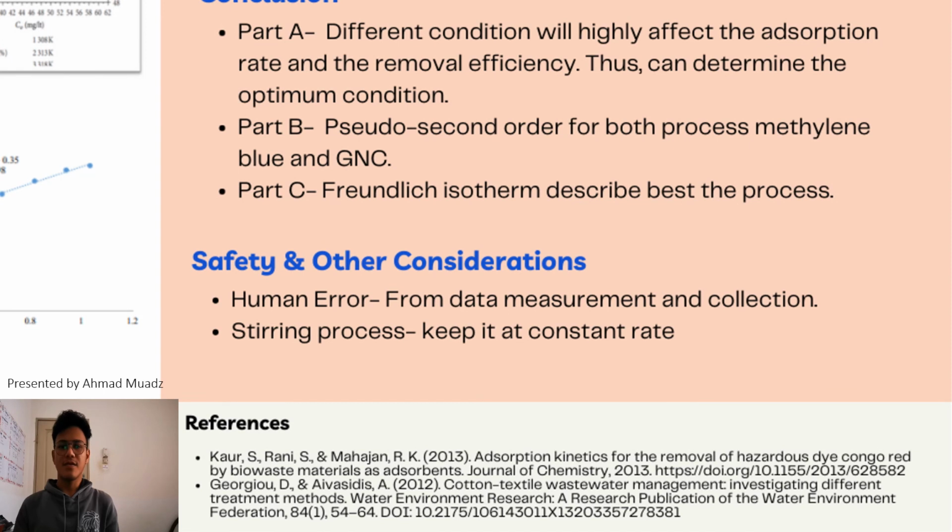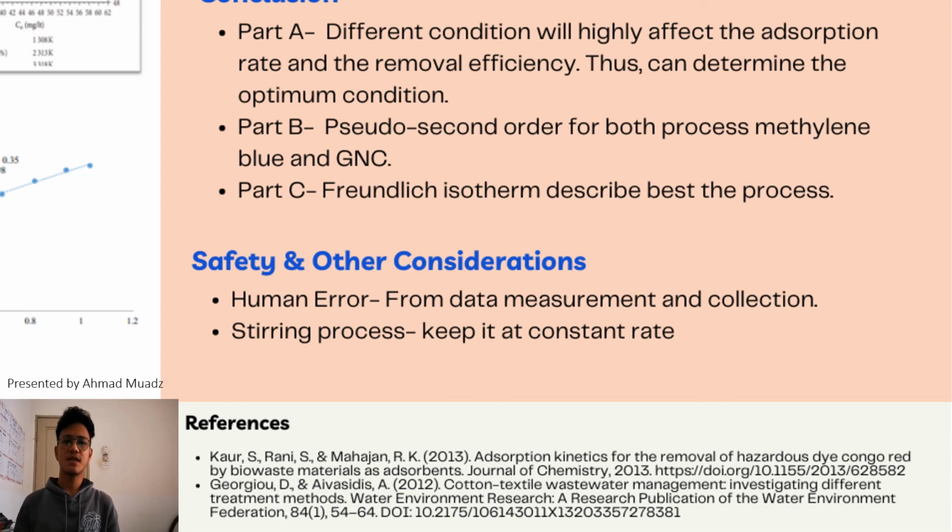As a conclusion, we are distributing the results and discussion into three parts to satisfy those three objectives. As for part A, we conclude that different conditions will highly affect the adsorption and the removal efficiency. Thus, we can determine the optimum condition from the experiment. For part B, for both methylene blue and GNC, it is the pseudo second order for both processes. And part C, we can determine that Freundlich isotherm describes the best for the process of the adsorption.